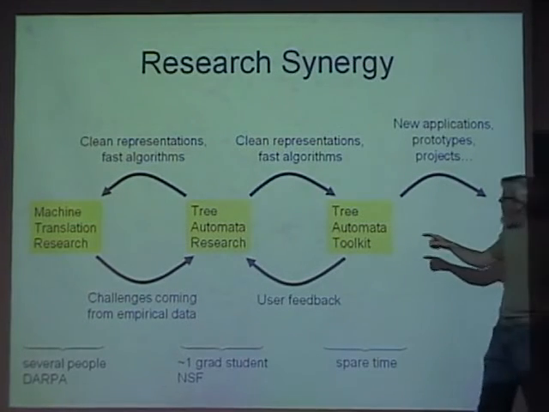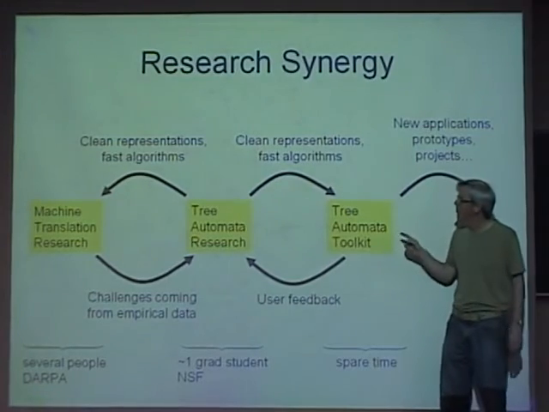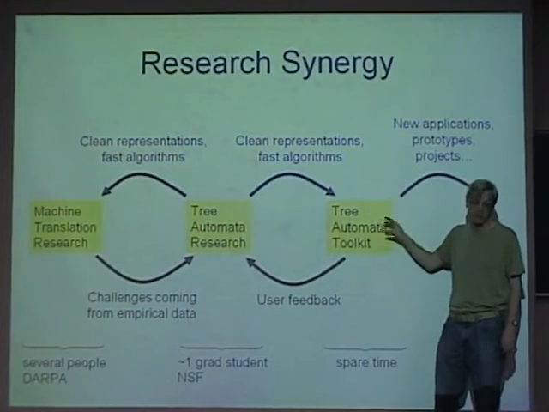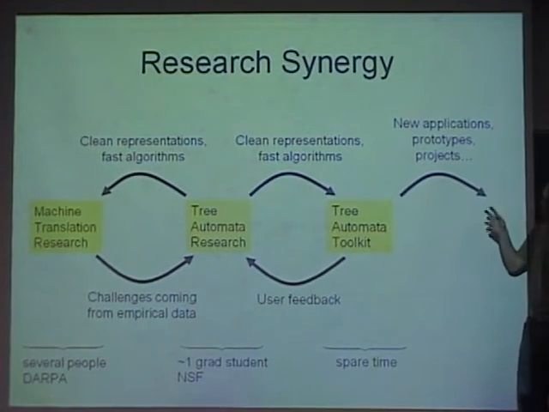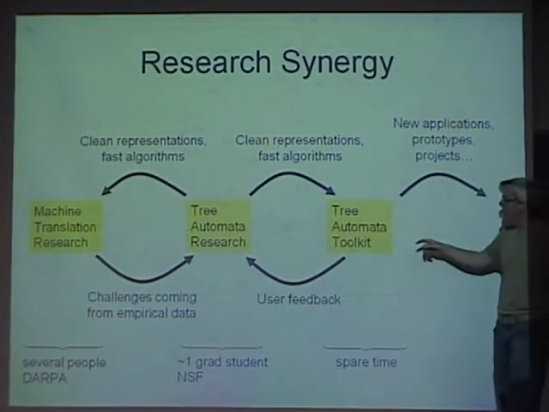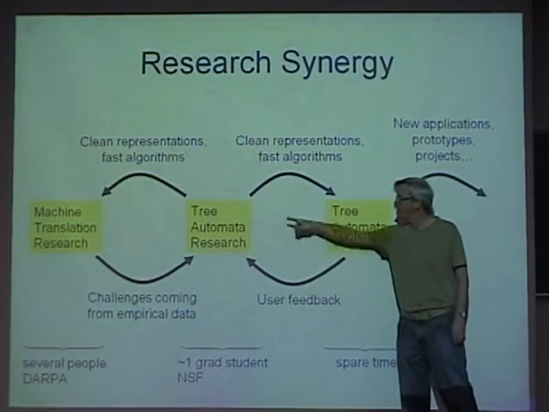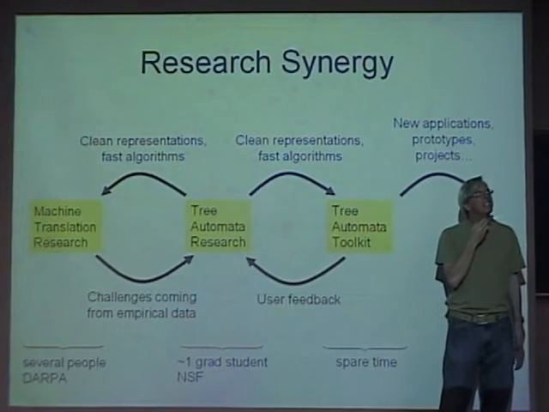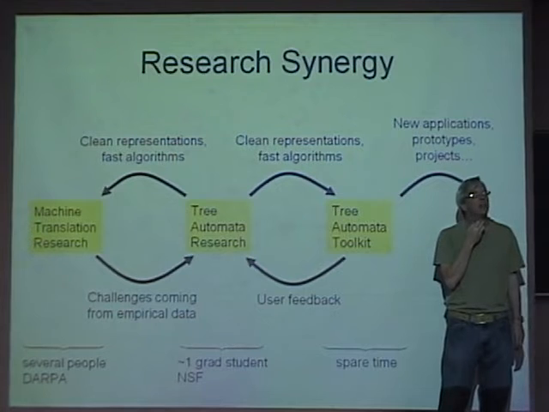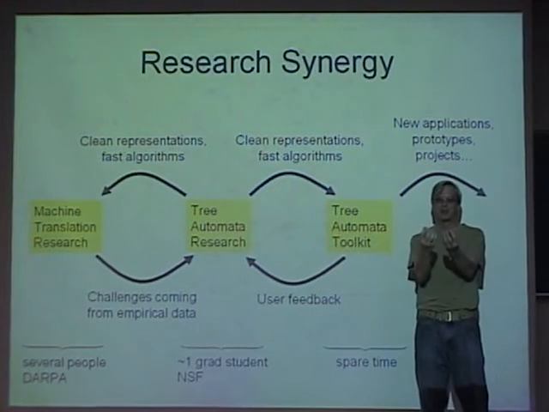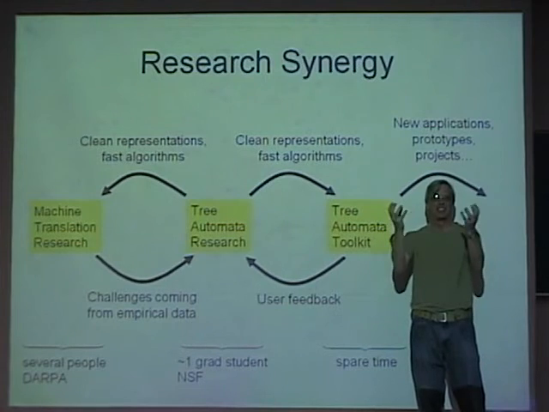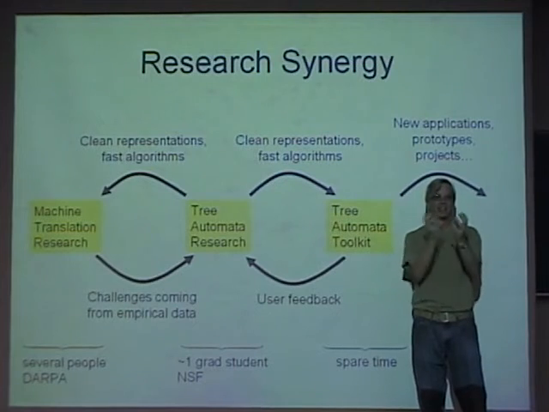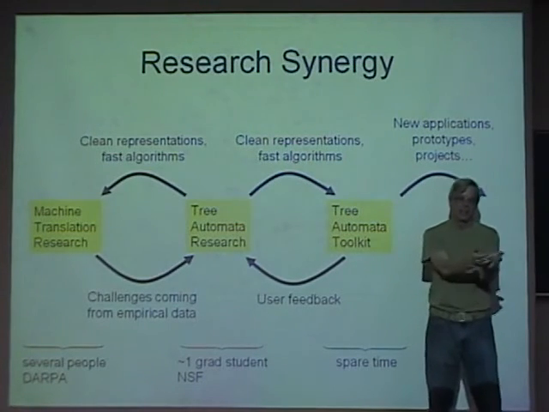And then there's the toolkit that I talked about, the Tiburon toolkit. Again, the same research gives these nice clean representations and fast algorithms that people can use for new applications, prototypes, student projects. And then we get user feedback that says, well, why can't I do this? So we currently warn people, I don't know if this is in the latest version, but it's on the web. If they try to compose two transducers, we warn them and say, these are not closed under composition, so by the rules of theory, I cannot guarantee the answer I'm giving back to you is correct, but we give them back an answer.